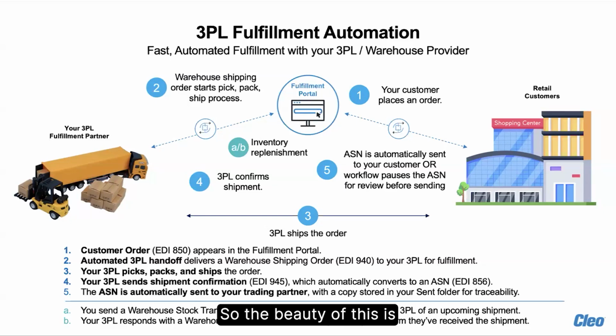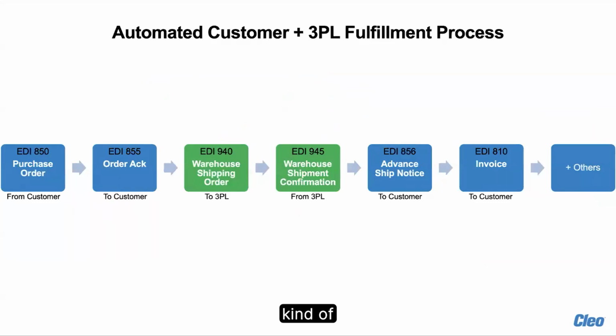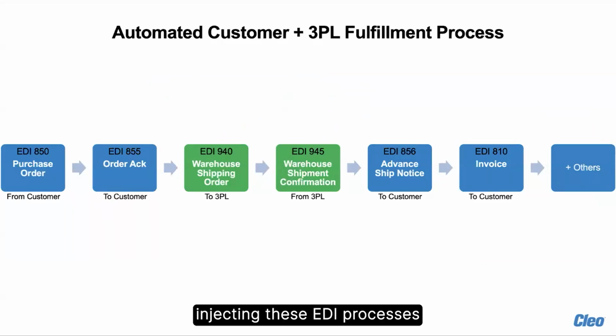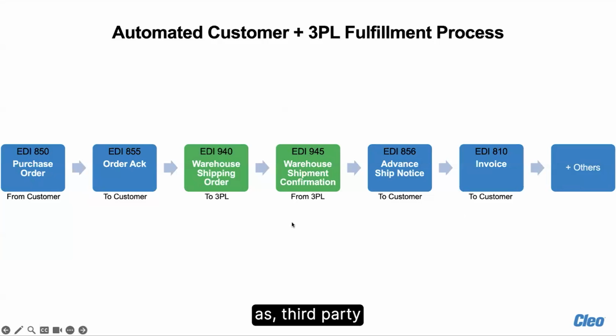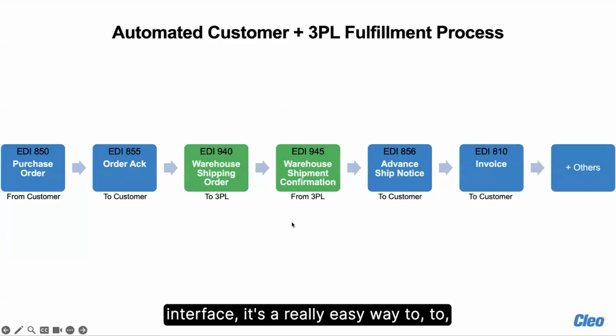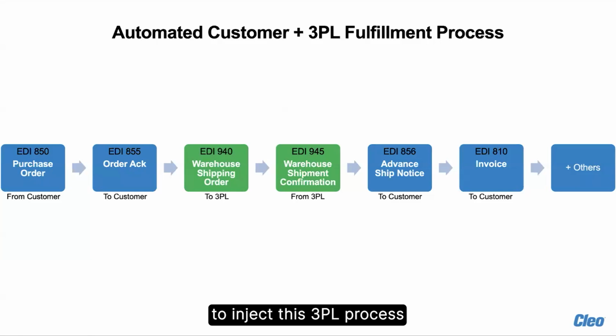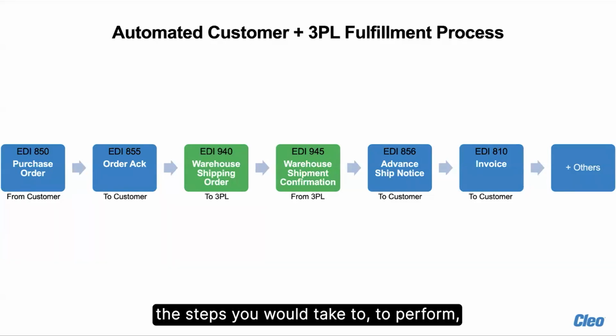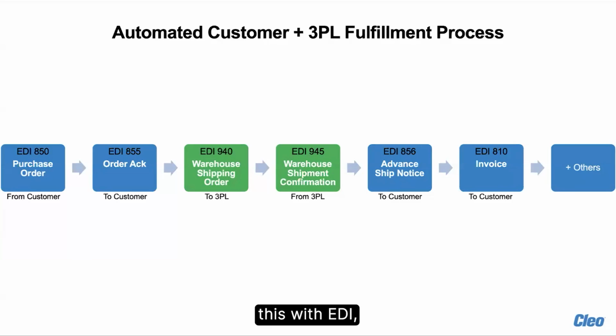So the beauty of this is that you ultimately are injecting these EDI processes into your existing process. If you envision these blue boxes here as the existing process that you have in place, and these green boxes as third-party interface, it's a really easy way to inject this 3PL process or this warehouse process into your overall order to cash and fulfillment process. And so again, this is the steps you would take to perform this with EDI.